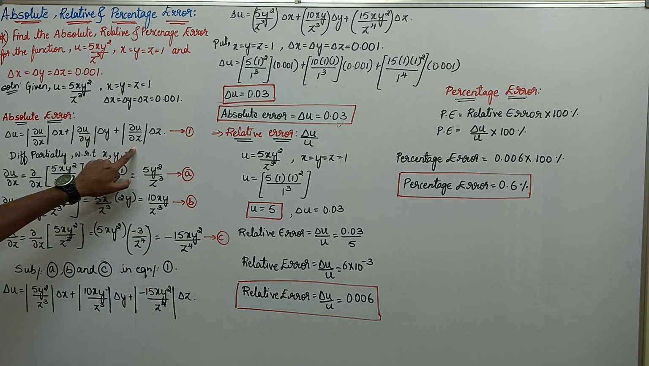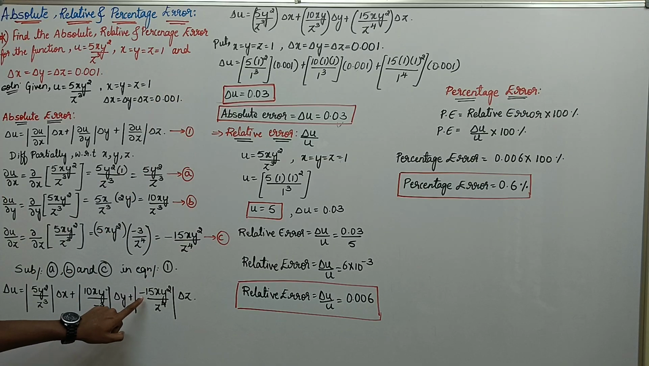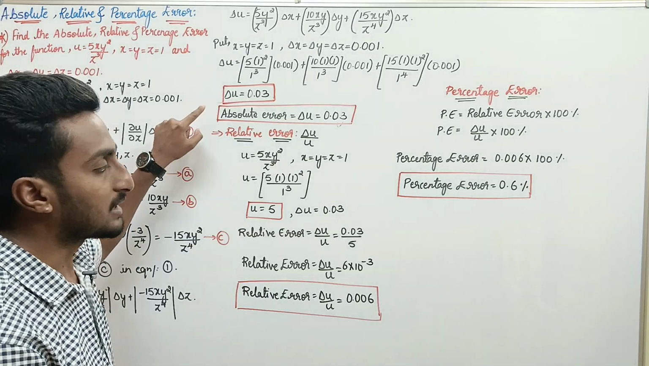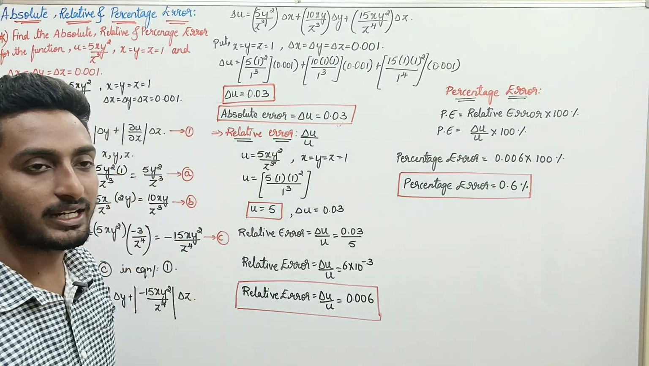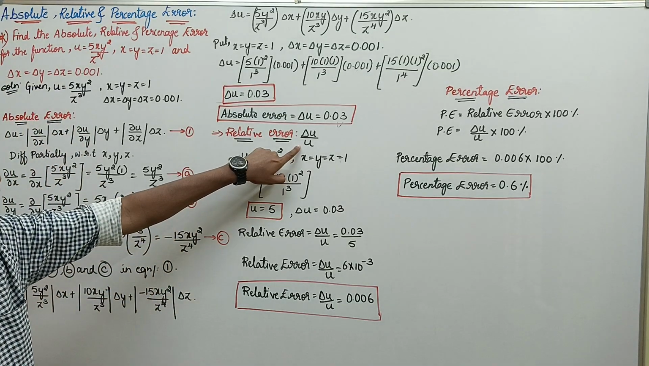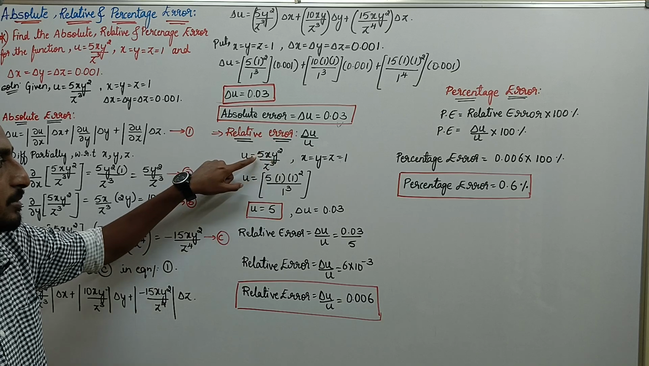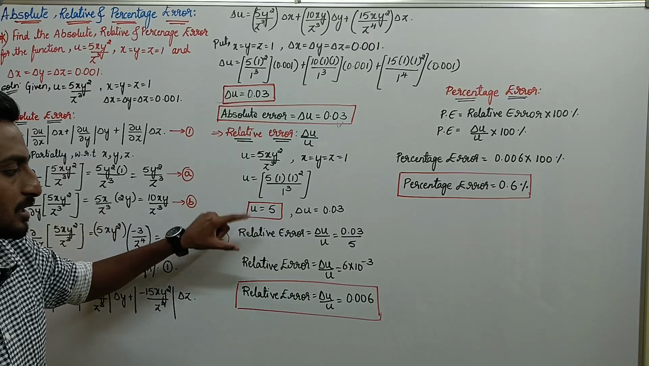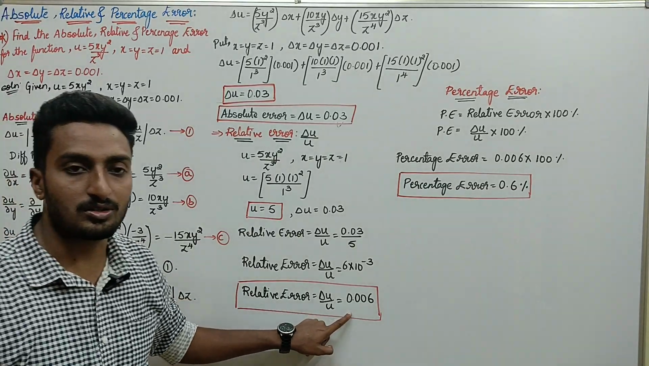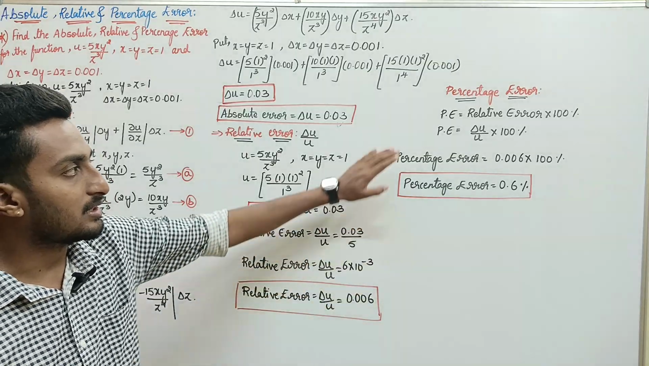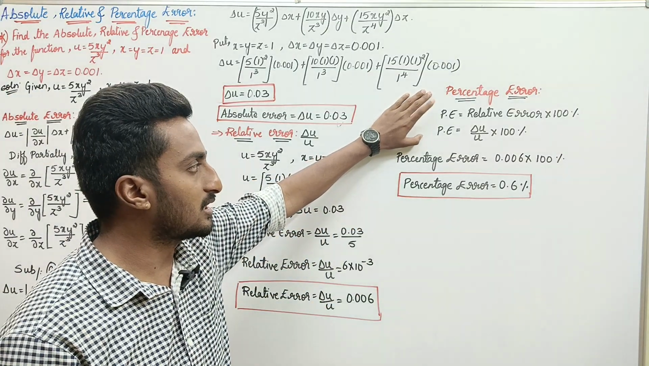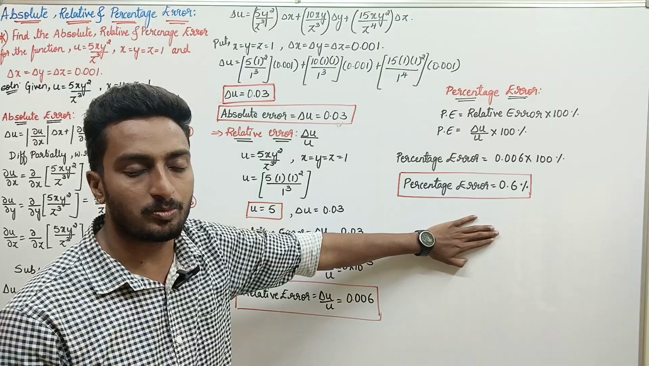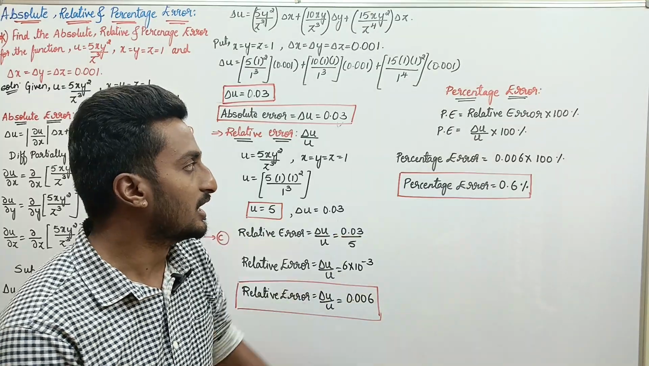Substitute a, b, c in equation number 1 and apply the modulus. When you apply the modulus, negative becomes positive. Substitute the terms, you get del u, that is absolute error. Considering this absolute error, we find the relative error, which is del u by u. We have del u, but we don't have u. U is the function; substitute the values of x, y, z, you get u. Substitute, you get relative error, that is 0.006. After finding the relative error, next is to find the percentage error. Substitute relative error into 100%, that is 0.006 into 100%, you get 0.6 as the percentage error of the given function.